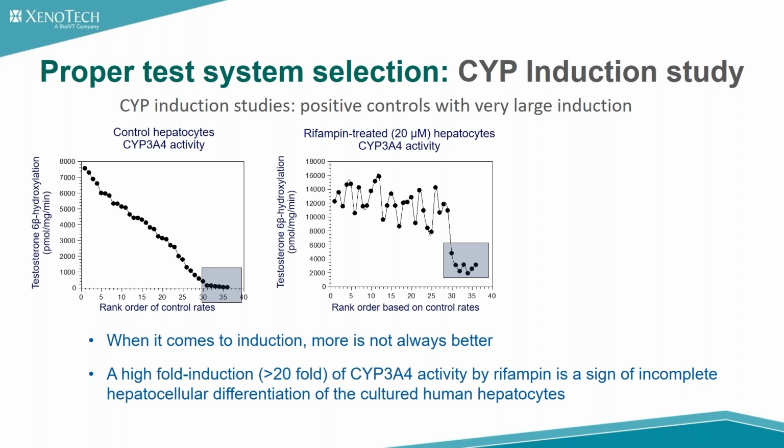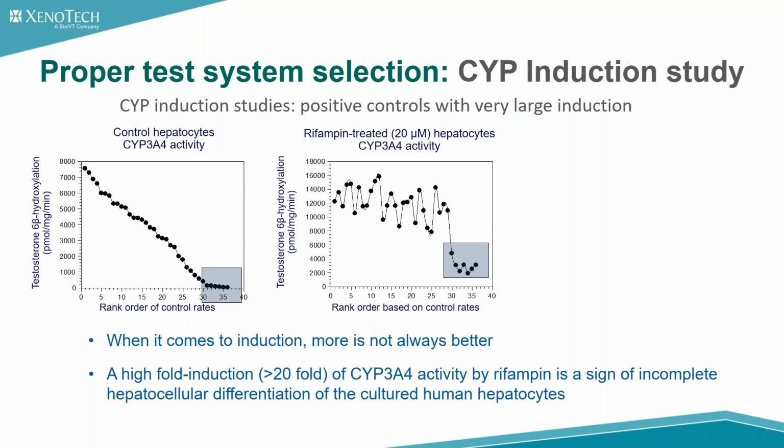So after taking these cultures and incubating them with rifampin, which is a known inducer of CYP3A4, the cultures are plotted again for their testosterone hydroxylation activity. And the rank order on these remains the same. And what we want to do is focus on these cultures that are in the gray box.